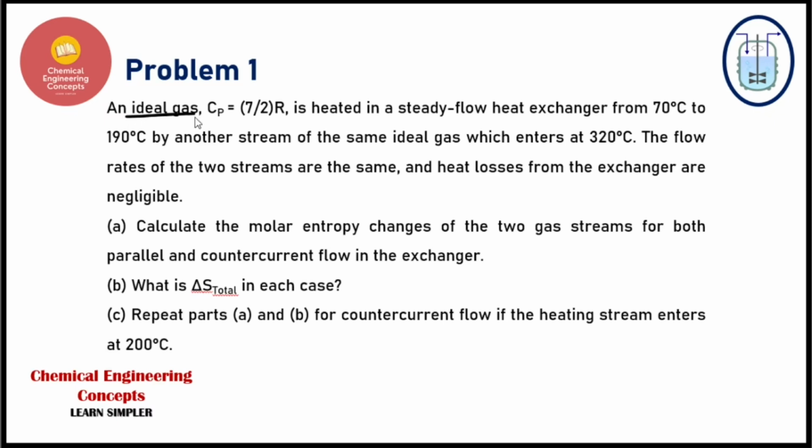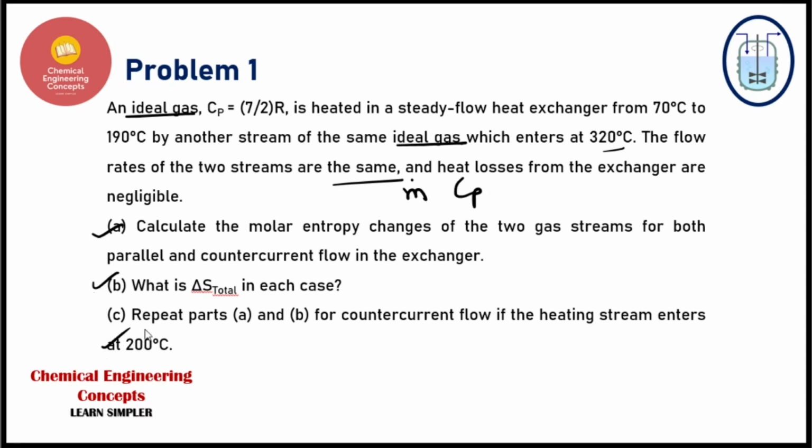We have an ideal gas, and the stream with which it is heated is also the same ideal gas, which enters at 320 degrees centigrade. The flow rates of the two streams are the same. Obviously the m value is given to be the same, and because of that, the Cp value would also be the same. And we have three parts of this problem.